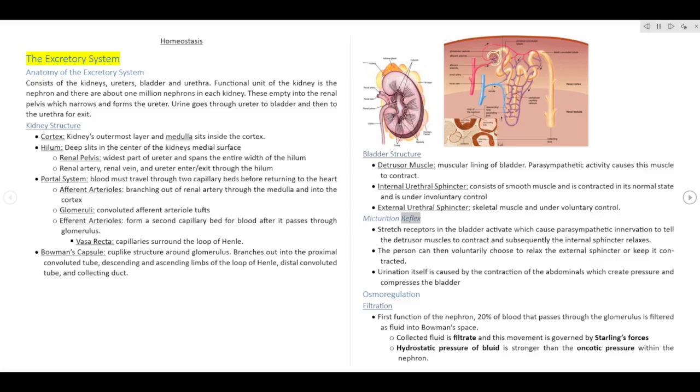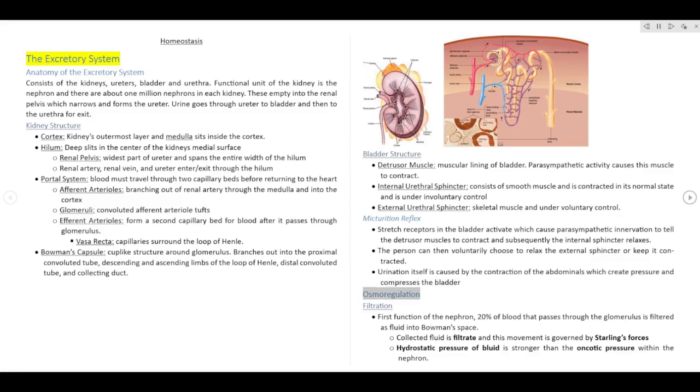Micturition reflex. Stretch receptors in the bladder activate, which causes parasympathetic innervation to tell the detrusor muscle to contract, and subsequently the internal sphincter relaxes. The person can then voluntarily choose to relax the external sphincter or keep it contracted. Urination itself is caused by the contraction of the abdominals, which creates pressure and compresses the bladder.